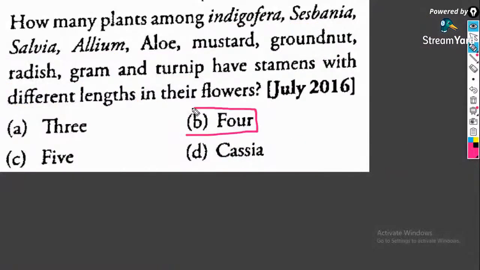For example, the Brassicaceae family. Mustard comes under Brassicaceae. So in the Brassicaceae family, you have 3-4 plants over here. That is mustard. I already told mustard belongs to Brassicaceae.